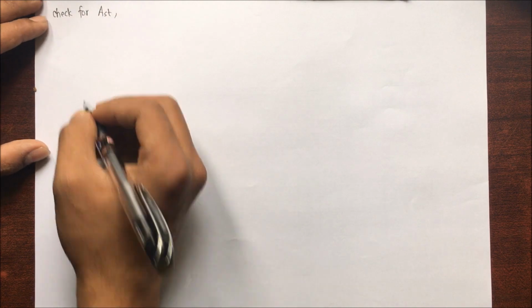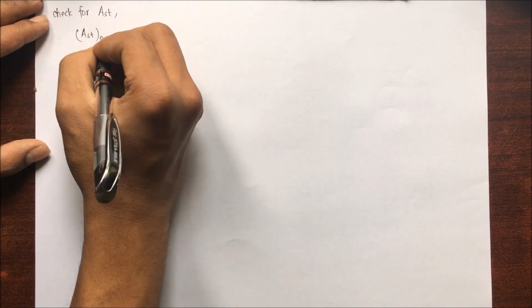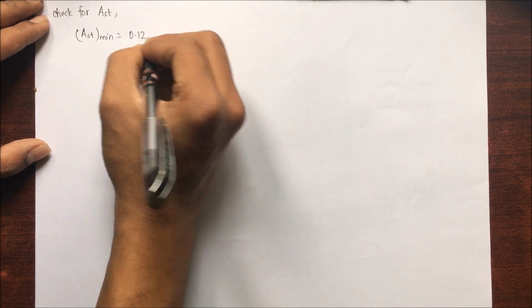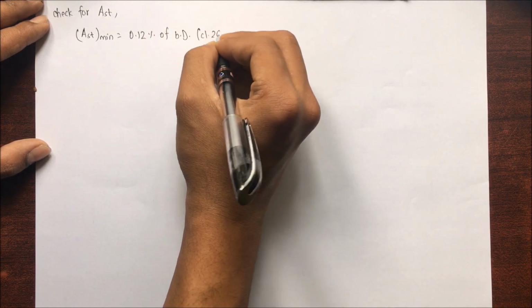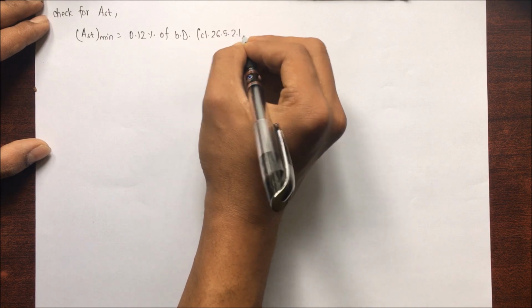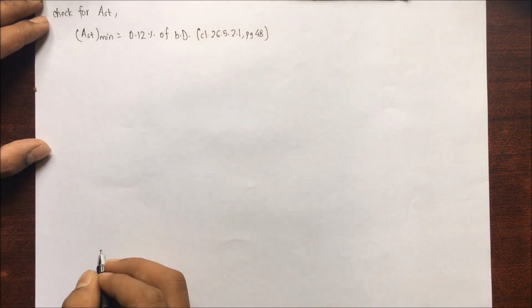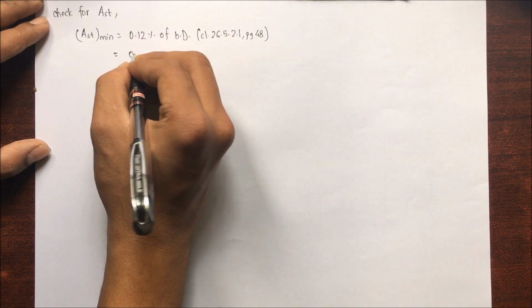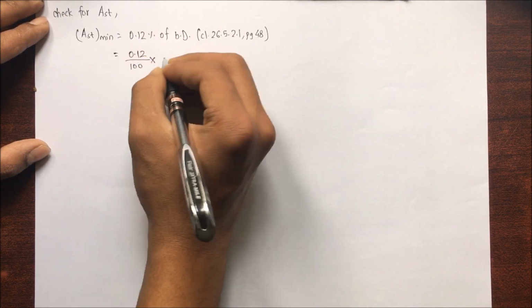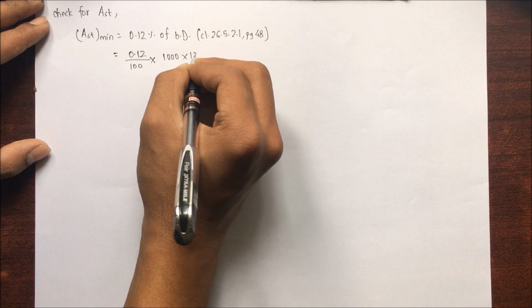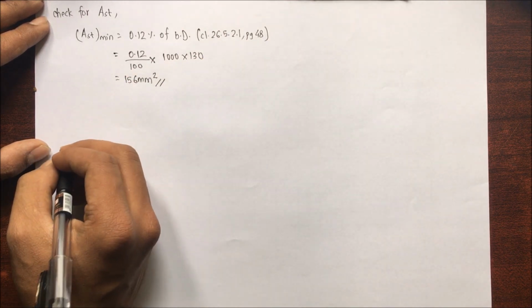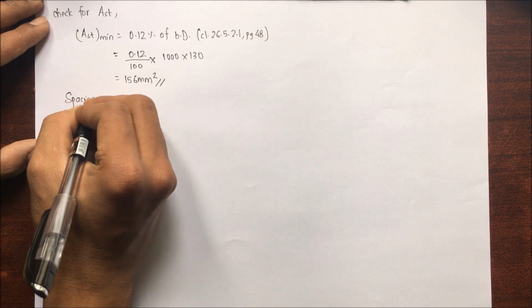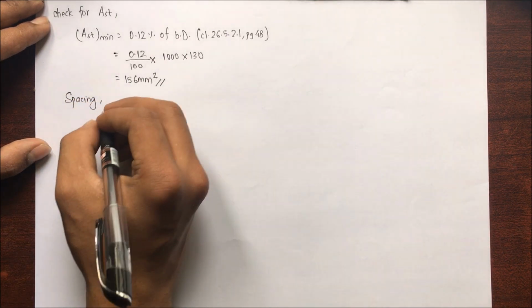Check for Ast, whether the area of steel provided is sufficient or not. From the code, the minimum area of steel is to be taken as 0.12% of BD, the gross area, clause 26.5.2.1 page 48. So 0.12 by 100 into B as 1000, D as 130, the overall depth. As I said, gross area. This comes as 156 mm square, which is less than the area of steel provided.